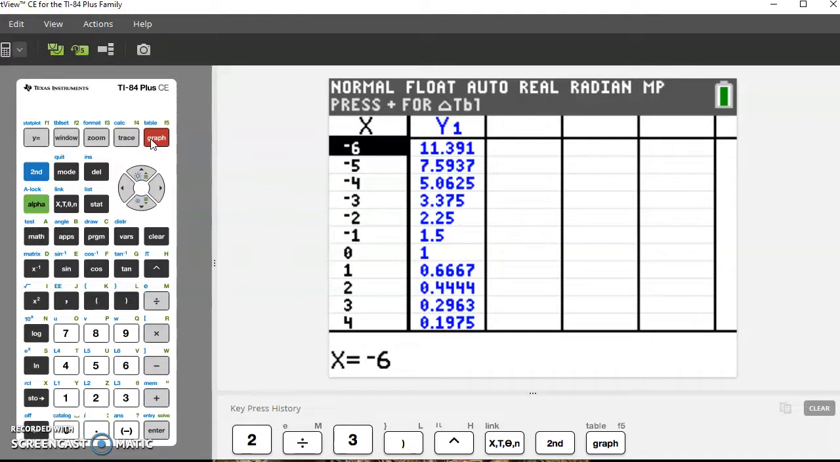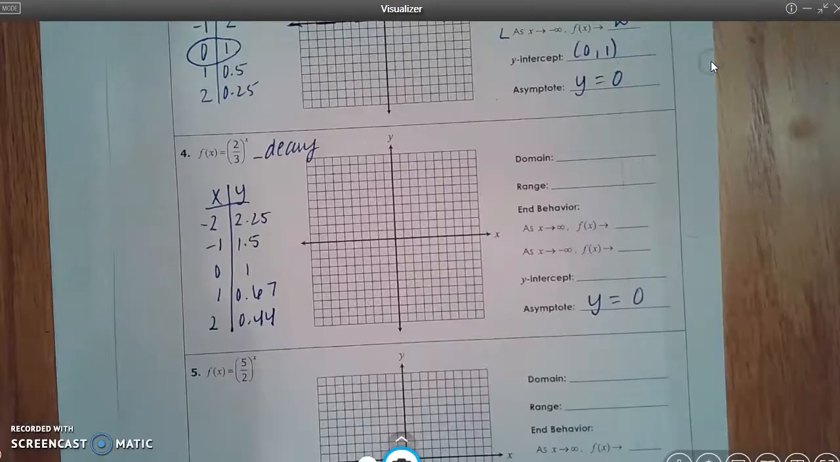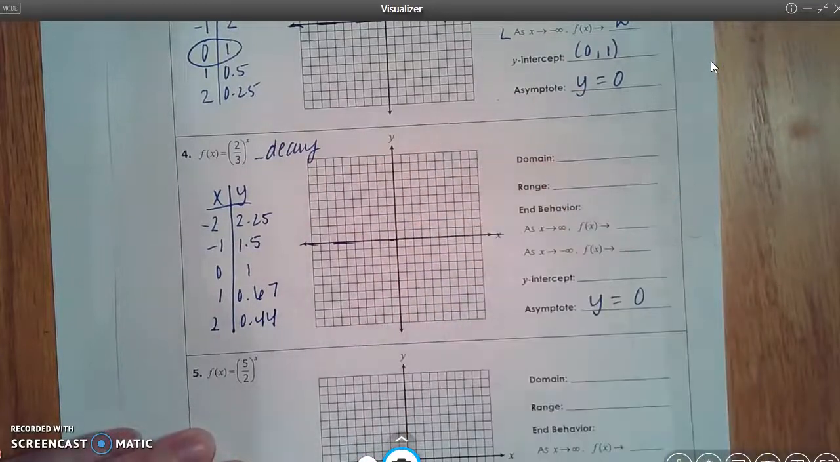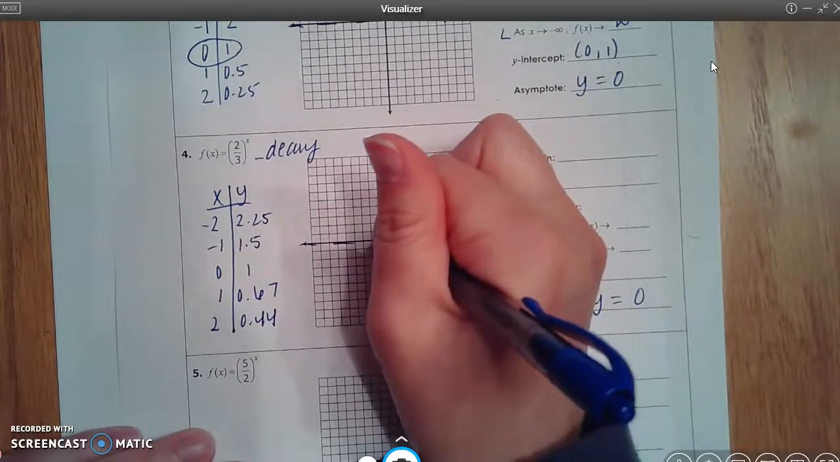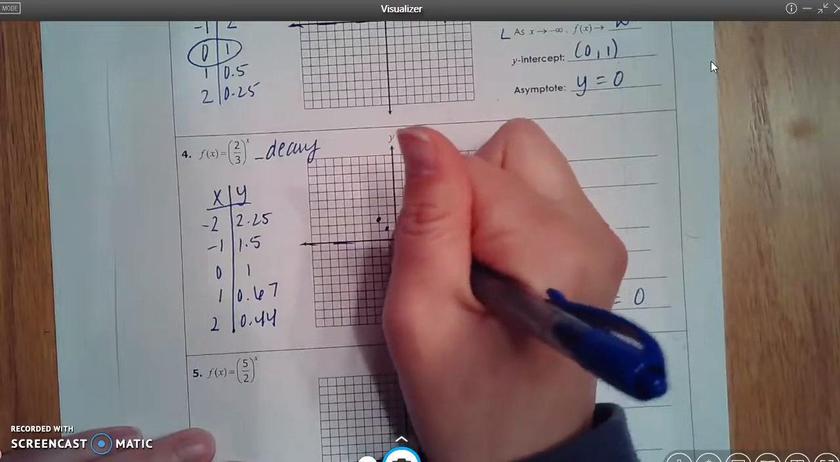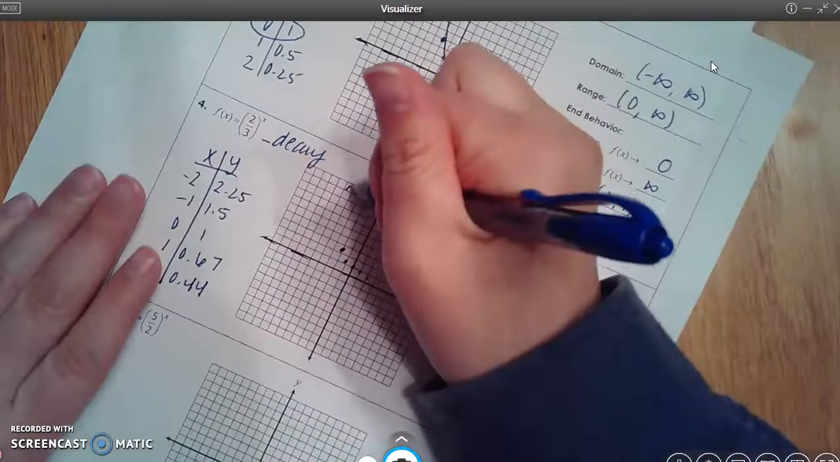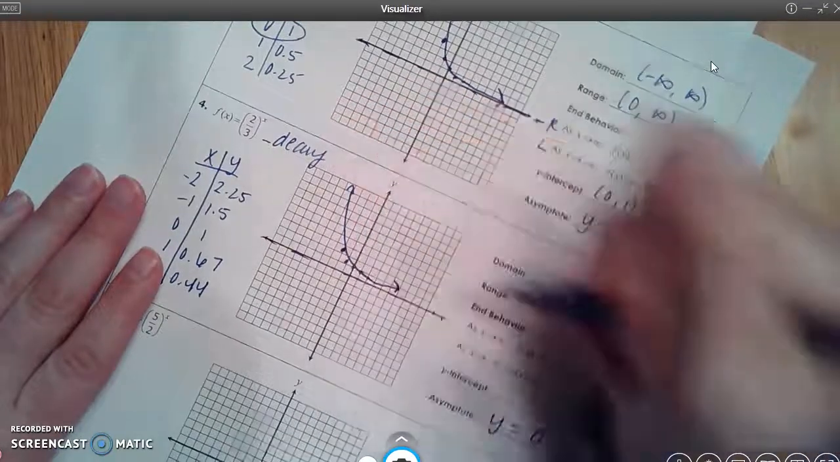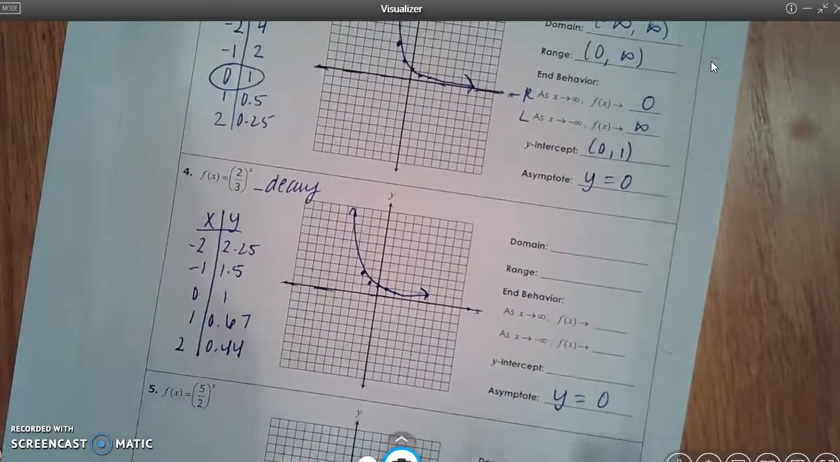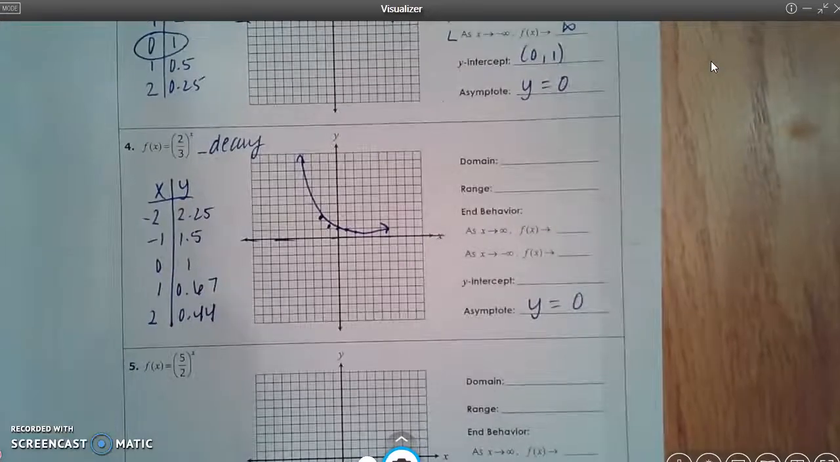So -2, we're at 2.25. -1 is at 1.5. 0, 1, 1, and 0.67. And 2, you're at 0.44. Okay, let's graph it. -2, 2.25, -1, 1.5. Let's see. So if you notice, this one is a little bit less dramatic because it's 2/3, so it goes a little bit more at an angle. Hopefully you're a much better grapher than I am.